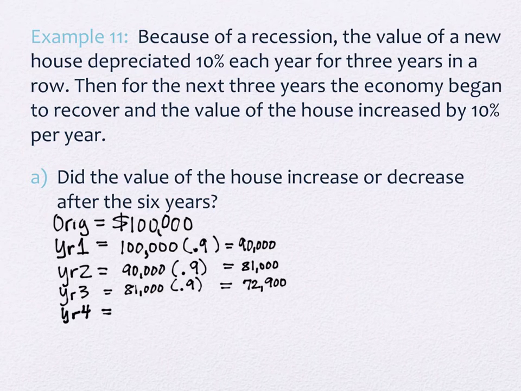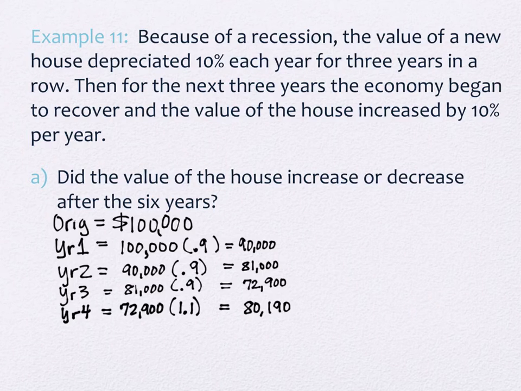So in year 4, I'm starting with my 72,900. Okay, so when it went down 10%, I took away 10%. If it goes up 10% of the 100%, I'm going to go up 0.1. So this should be 1.1 because that's 110%. So what is 72,900 times 1.1? It's not going to be 81,000. 80,190. Cool. That's year 4.